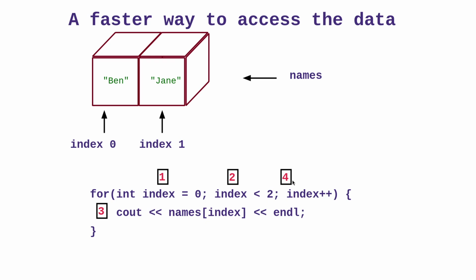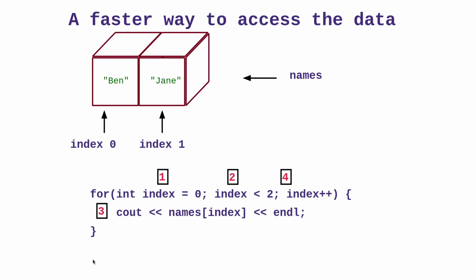step 4. And once we have done step 4, we go back to step 2, and then we test again. And if it turns out that it's still true, we continue doing step 3, step 4, step 2, step 3, step 4, step 2, step 3, step 4, and you keep going until eventually step 2 becomes false. And if step 2 becomes false, then we do not execute step 3 anymore and we're done. That's the for loop.